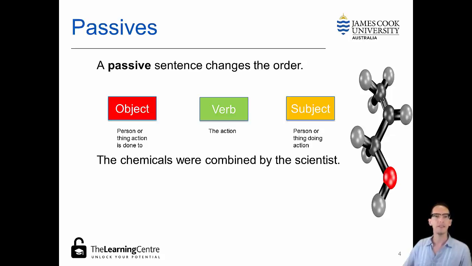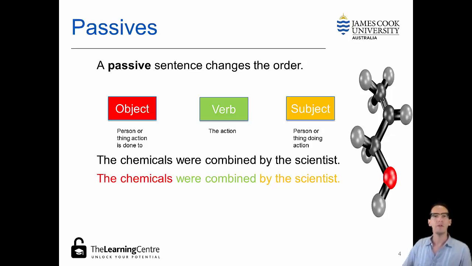We haven't changed the meaning of what we're saying here at all. The chemicals are still the object. They're still the things being combined. The action is being done to them. Only now they're at the beginning of the sentence. The chemicals were combined by the scientist.